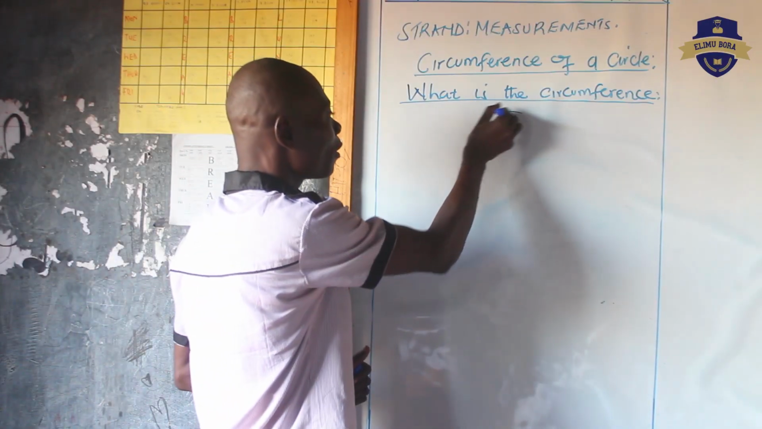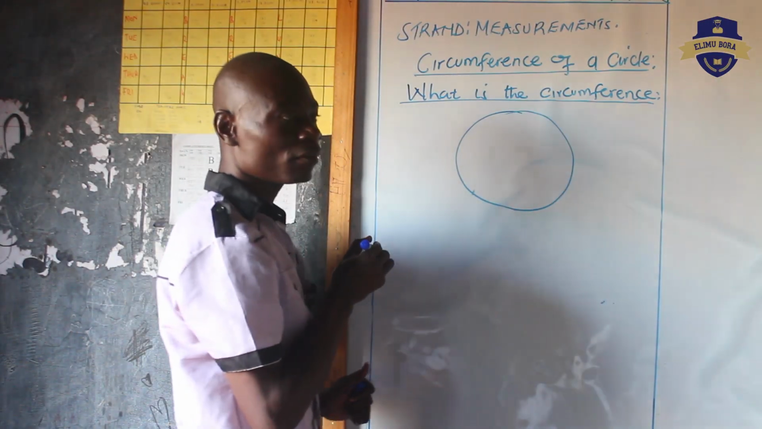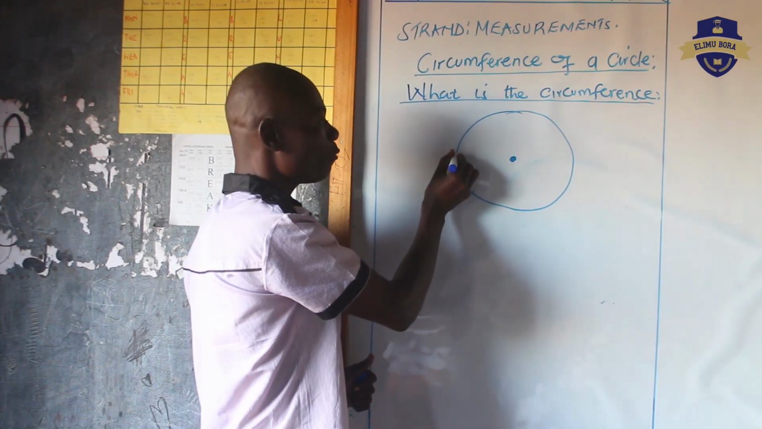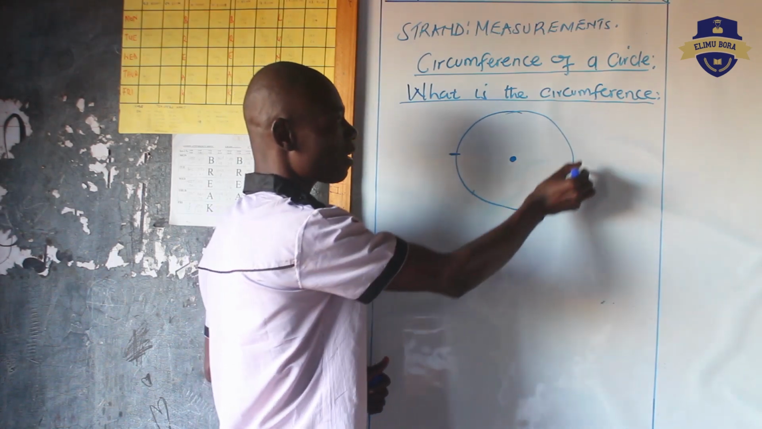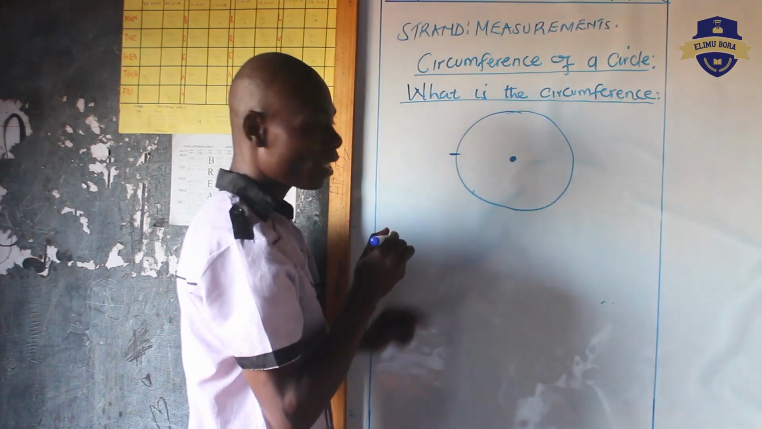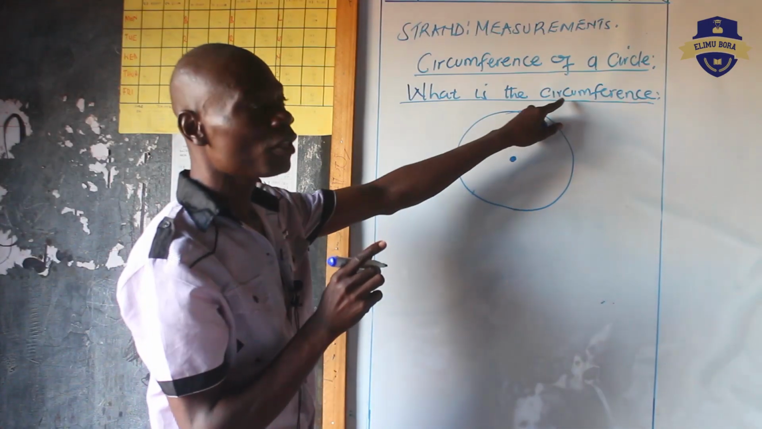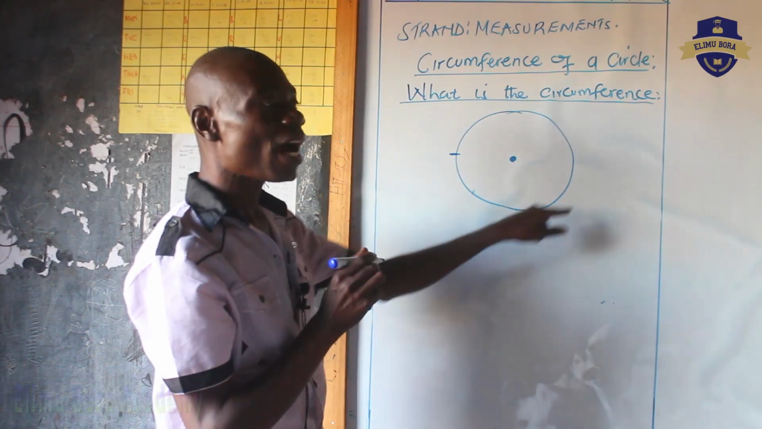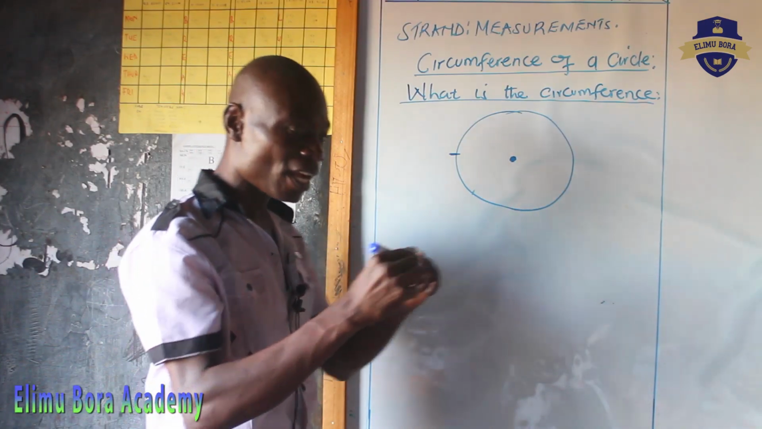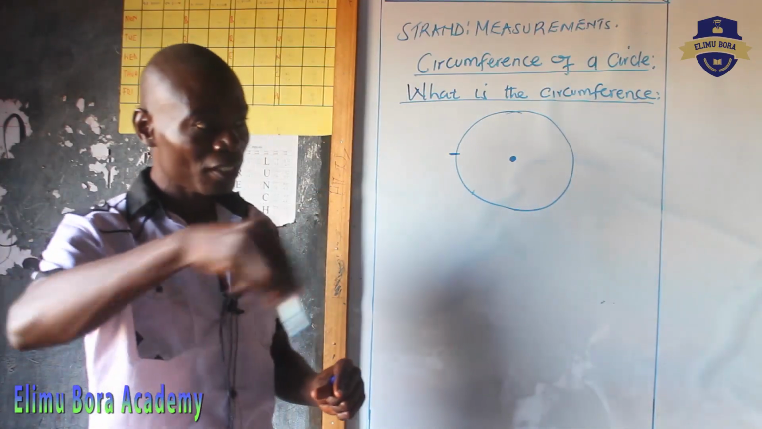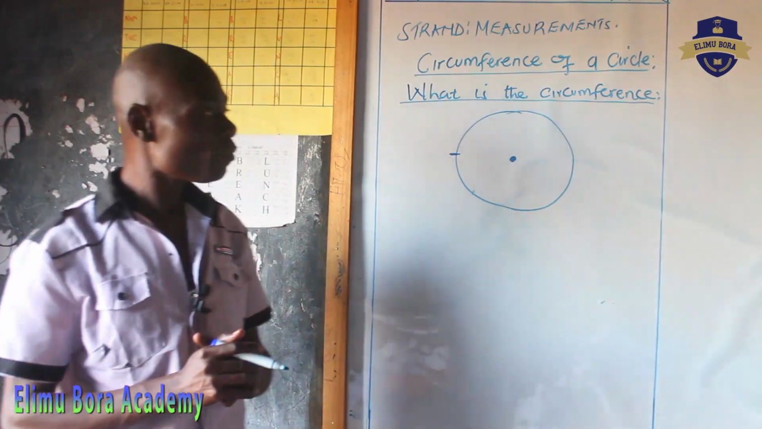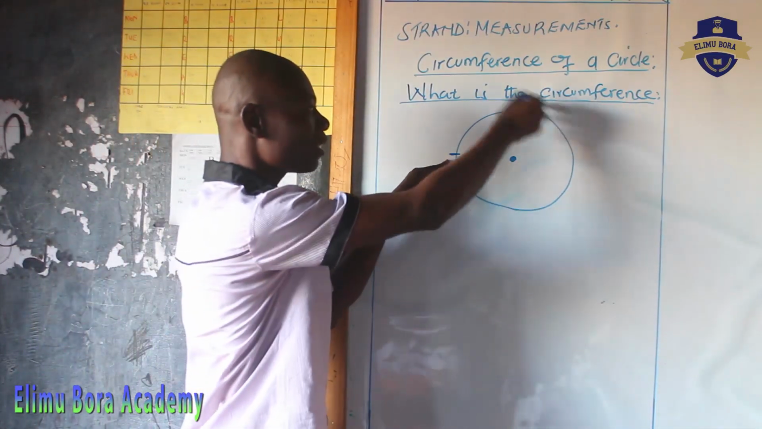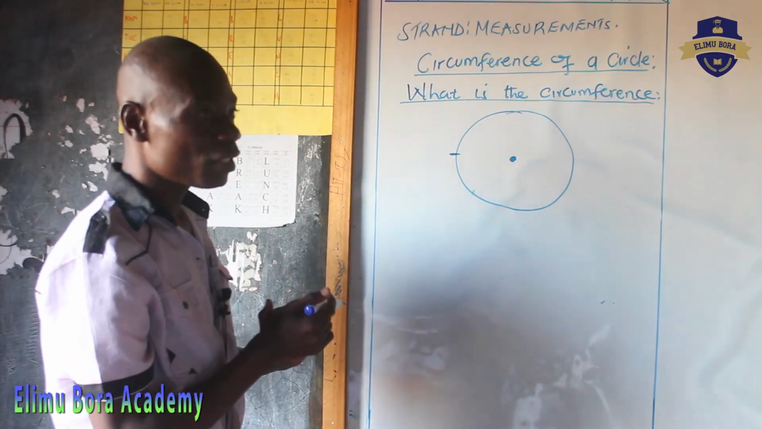Take, for example, this is a circle. That's a circle. And remember, a circle has got the center. So if you move around the circle once, then the distance you have covered is what we call the circumference. So circumference in short means the distance around something that looks like a circle, something that's round. Like in our school, there are very many objects that look like a circle. So when you move around, then automatically you have covered what we call circumference.